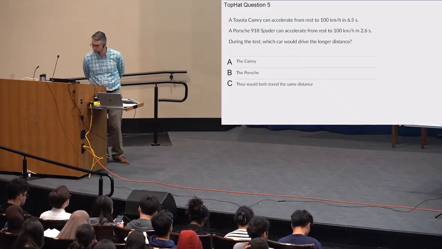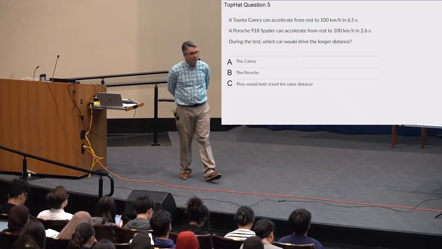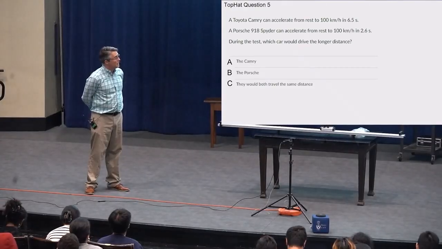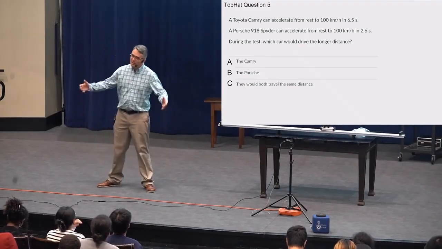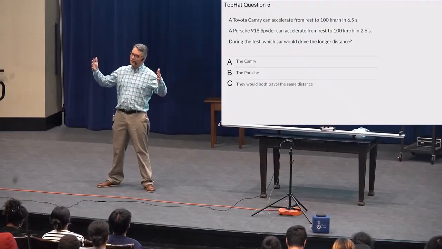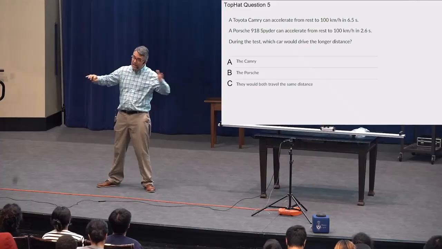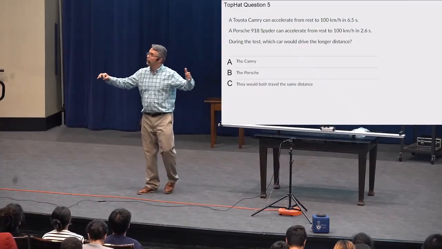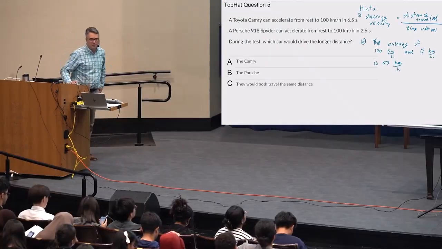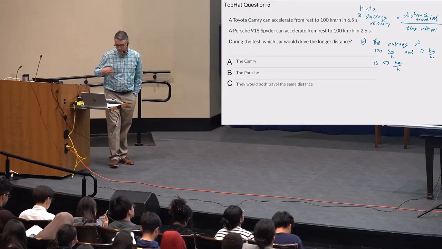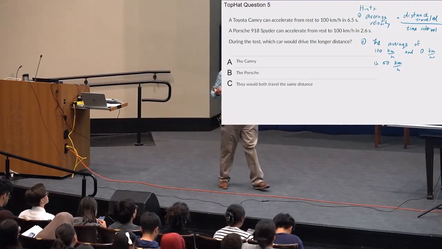A Toyota Camry can accelerate from rest to 100 kilometers per hour in 6.5 seconds. I looked that up. A Porsche 918 Spyder can accelerate from rest to 100 kilometers per hour in 2.6 seconds. So you have to imagine they must have tested this on a track. So the question is, during that test of going from 0 to 100, which car drove the longer distance? While you're working on it, I'll give you another minute, but two hints are that the average velocity is the distance traveled divided by the time interval, and also the average of 0 and 100 is 50.